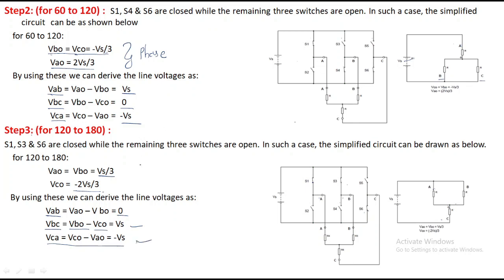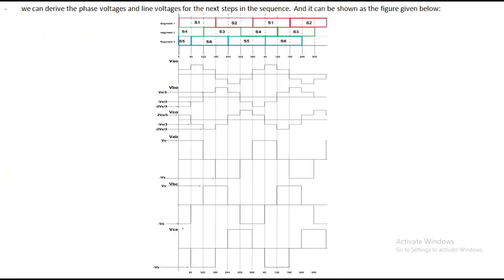These are the phase voltages and these are the line voltages. Line voltages are like that, phase voltages are like that. Okay. So by using all these equations we will draw the waveforms.